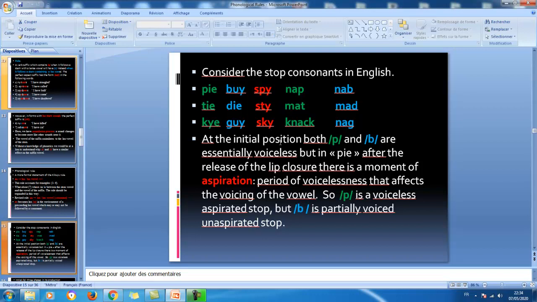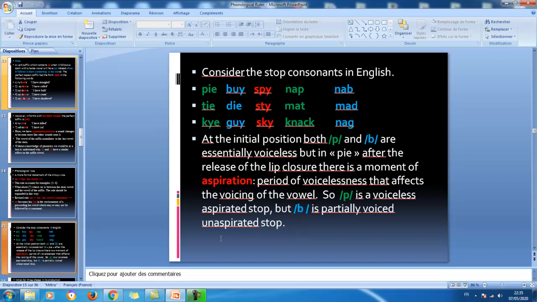So at the initial position, both P and B are essentially voiceless. This is a kind of rule in English. But in pie, after the release of the lip closure, there is a moment of aspiration, which means a period of voicelessness that affects the voicing of the vowel. So P is a voiceless aspirated stop, but B is a partially voiced unaspirated stop.